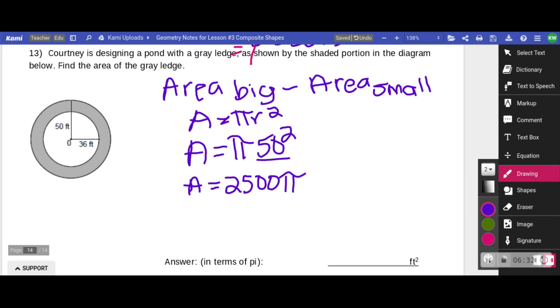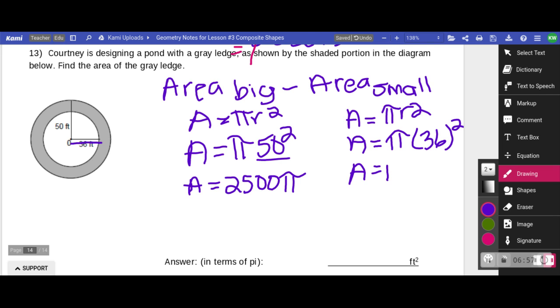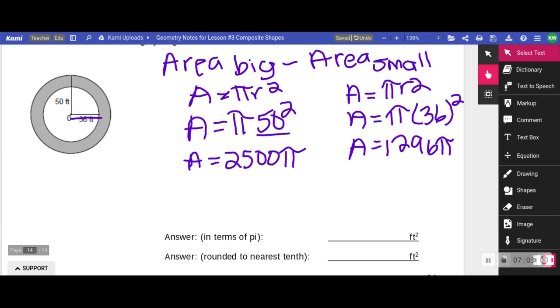All right. Now I'm going to find the area of the small circle. And the small circle is right here, and it says the radius is 36. So I'm going to do area equals pi r squared, and this time plug in 36 for my radius. 36 times 36 is 1,296 pi.